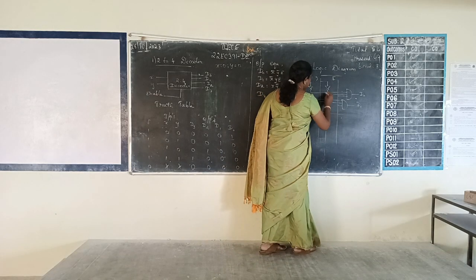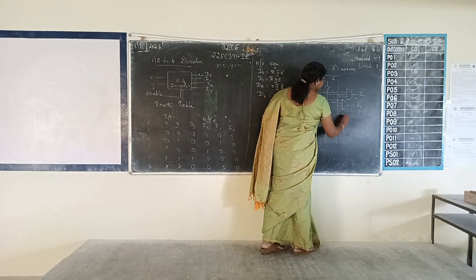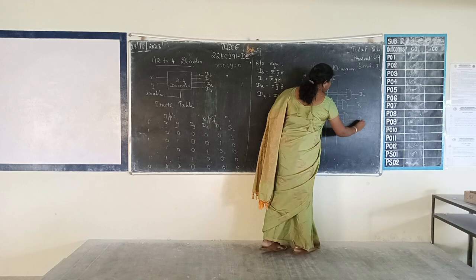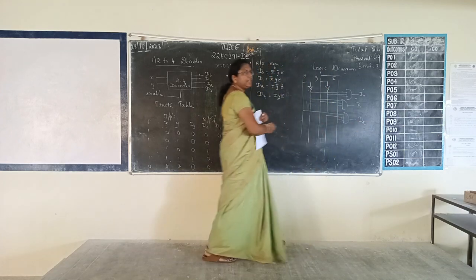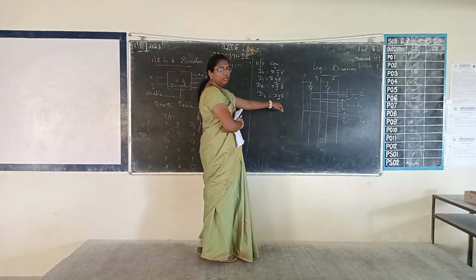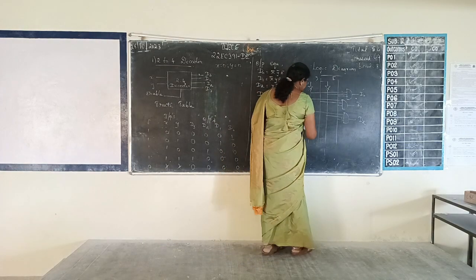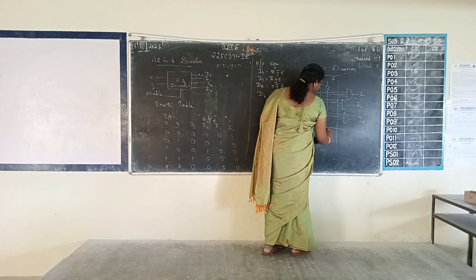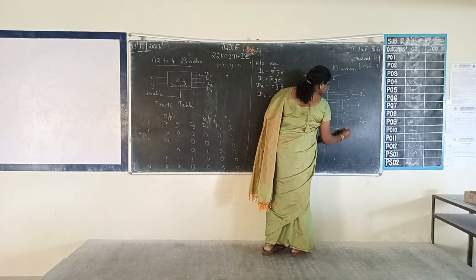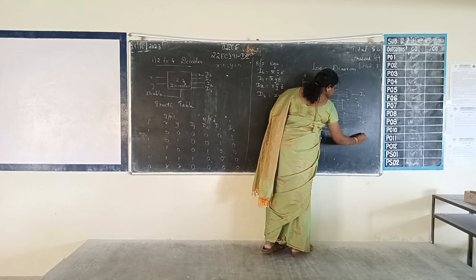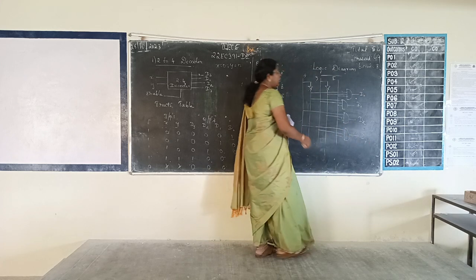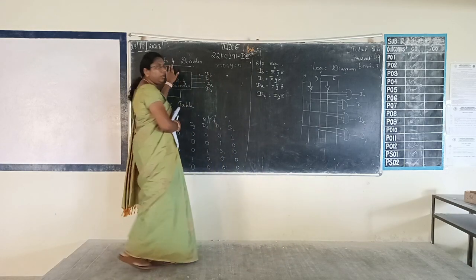So x y bar into E. We will be getting the output for D2. Then what? D3, x y E. So x y and E. So this is the logic diagram for a 2 to 4 decoder.